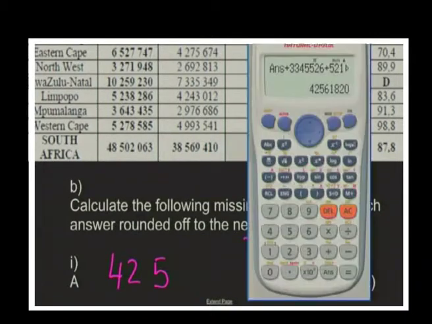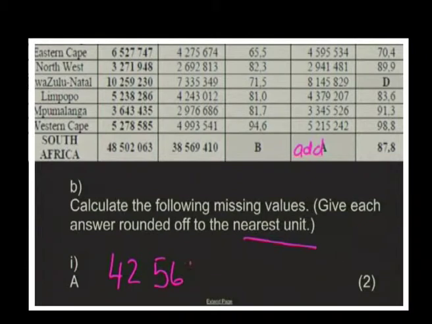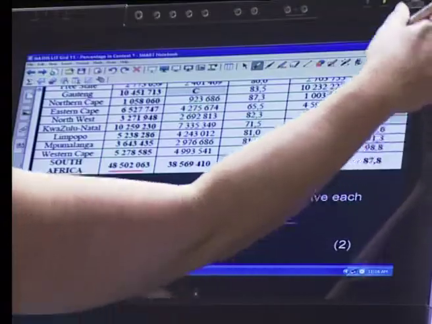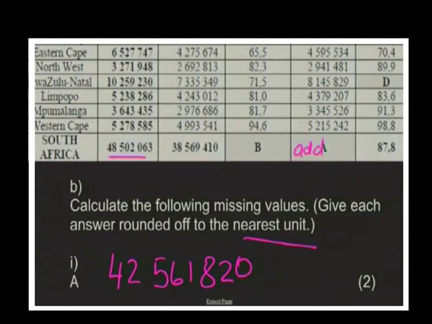42,500. I can't remember what that number was. 561,820. Does the amount make sense? I need to have less than the population because I can see all my percentages are less than 100%. So that amount does make sense that it would be adding up all of those.